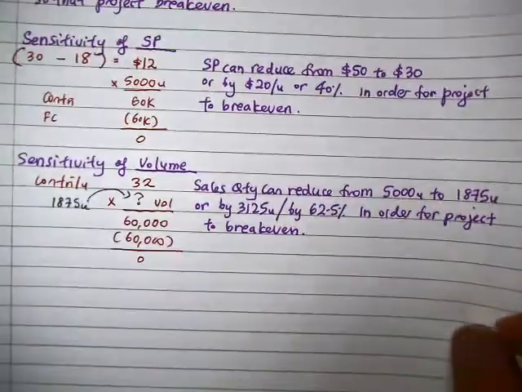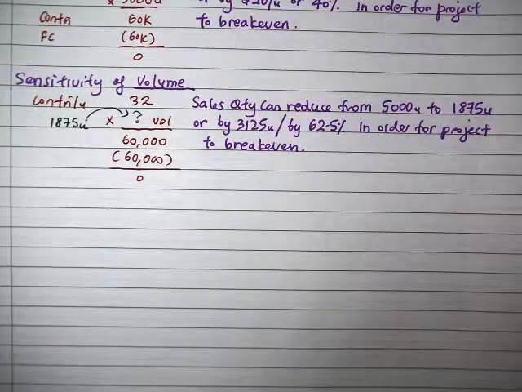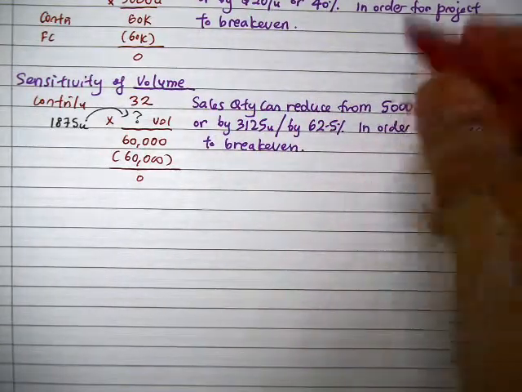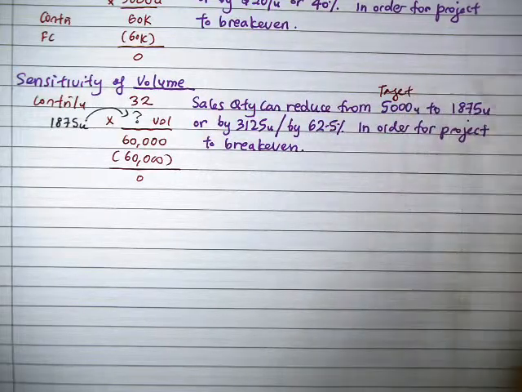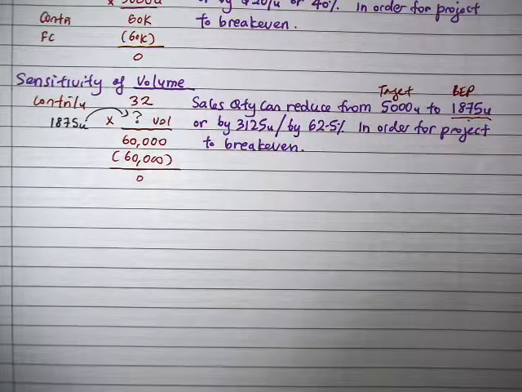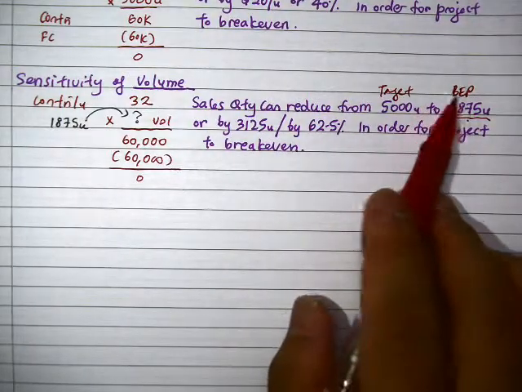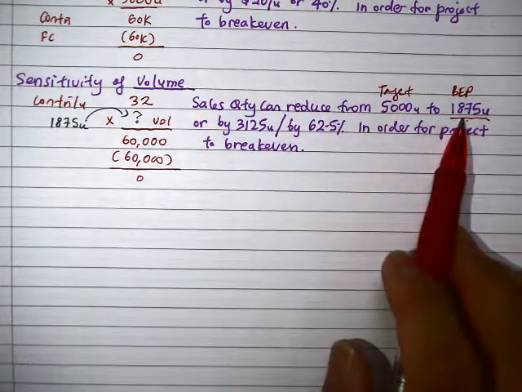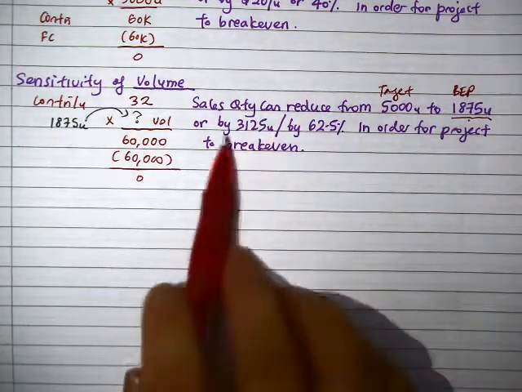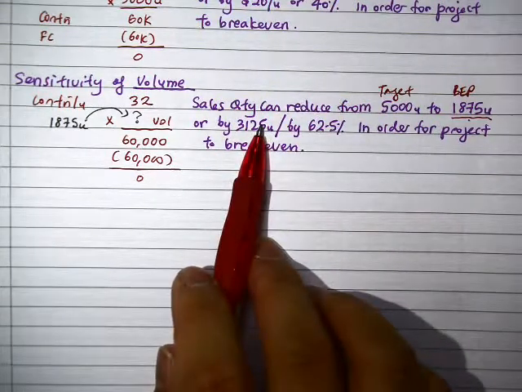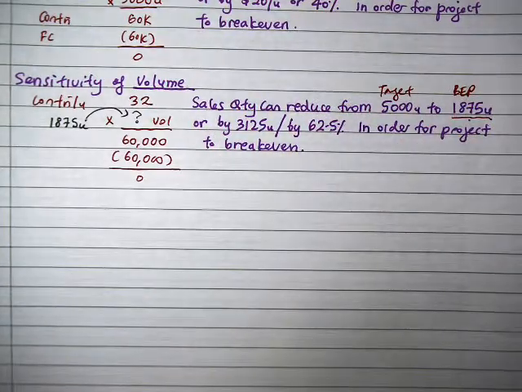That's why just now when we calculate the sensitivity of the volume, we understand that 5,000 is target, 1875 is break even. That's why when you sell 1875, you got no profit. So the difference from target to break even, 3125 is the sensitivity, or we call it as what? Margin of safety. So actually this is break even chart if you realize it.